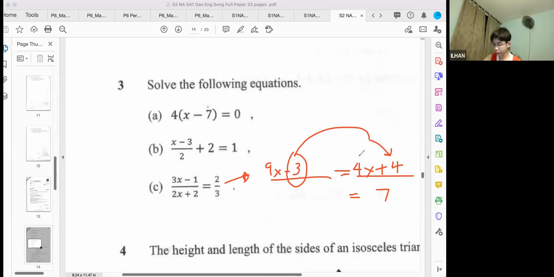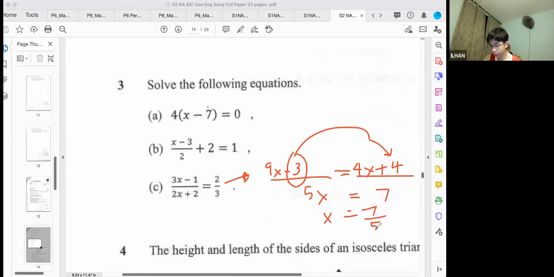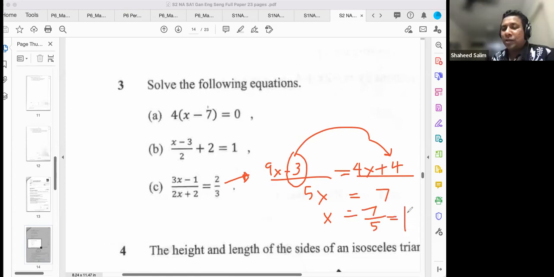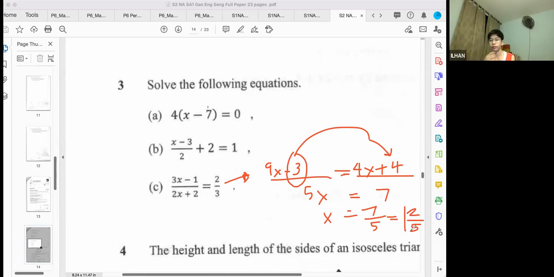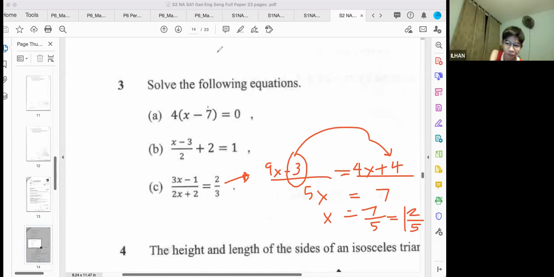Oh, I see now, because when I shifted I didn't put +3. Okay. Then you get 5x equals to 7. X equals to 7 over 5. You can just leave it at 7 over 5. Are you okay? You want to stop here or continue? Continue because I'm scared for tomorrow. Okay, here we go.